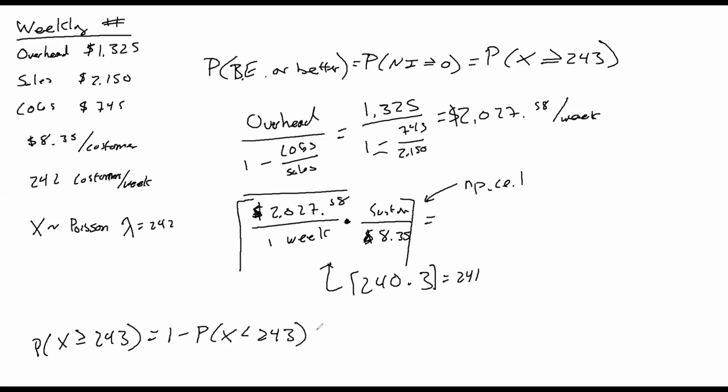But remember, this is discrete. You can't have 242.5. You can't have 242.1. So we're going to say this is the same as 1 minus the probability of X being equal to or less than 242, which also happens to be the mean. So now we can actually solve, and we can calculate what is the probability of breaking even or better. So let me go back to our notebook file.